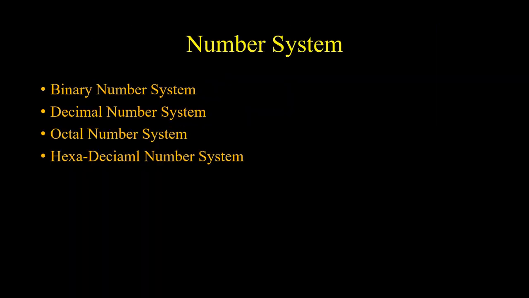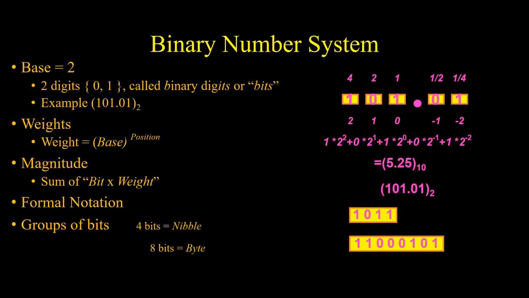Number system. In this chapter we will study binary number system, decimal number system, octal number system and hexadecimal number system. And later we will study how we will represent a number from one number system into another number system. Now we will start with binary number system, whose base is equal to 2 because it has two digits, which are 0 and 1. And these digits are known as binary digits or bits.